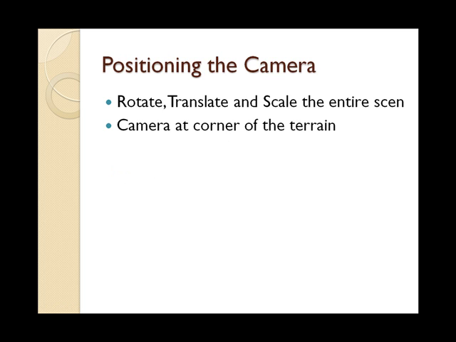How do we position the camera? It's pretty simple. The best way of looking at it is for every instance you rotate, translate, and scale the entire scene so that it corresponds to how you are moving about. The first step is to rotate, translate, and scale the scene so that your camera is at the corner of the terrain. It's not a must, but that's what I do in this project.